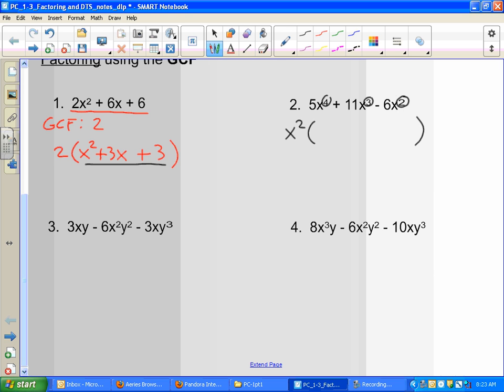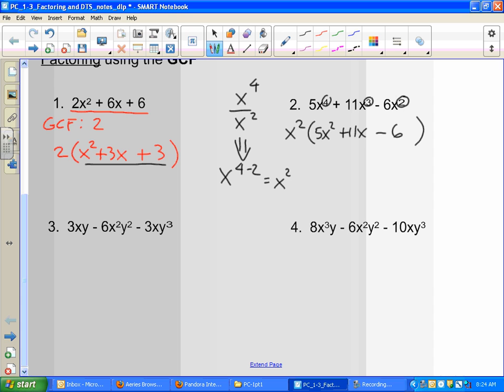Again, leaving my grouping symbols, what's left over? We learned with exponents that when you have common bases and you're dividing, x to the 4th divided by x squared is the same thing as x to the 4 minus 2, which gives us x squared. So we're going to get a 5x squared. Dividing an x squared out of 11x cubed gives me an 11x. And dividing an x squared out of negative 6x squared just gives me a negative 6.